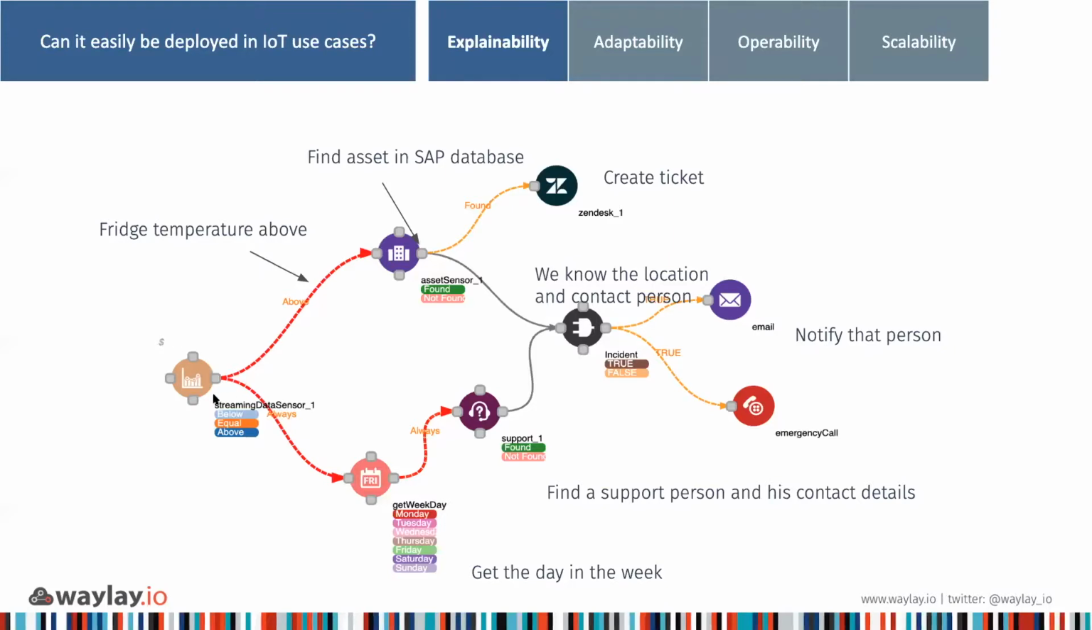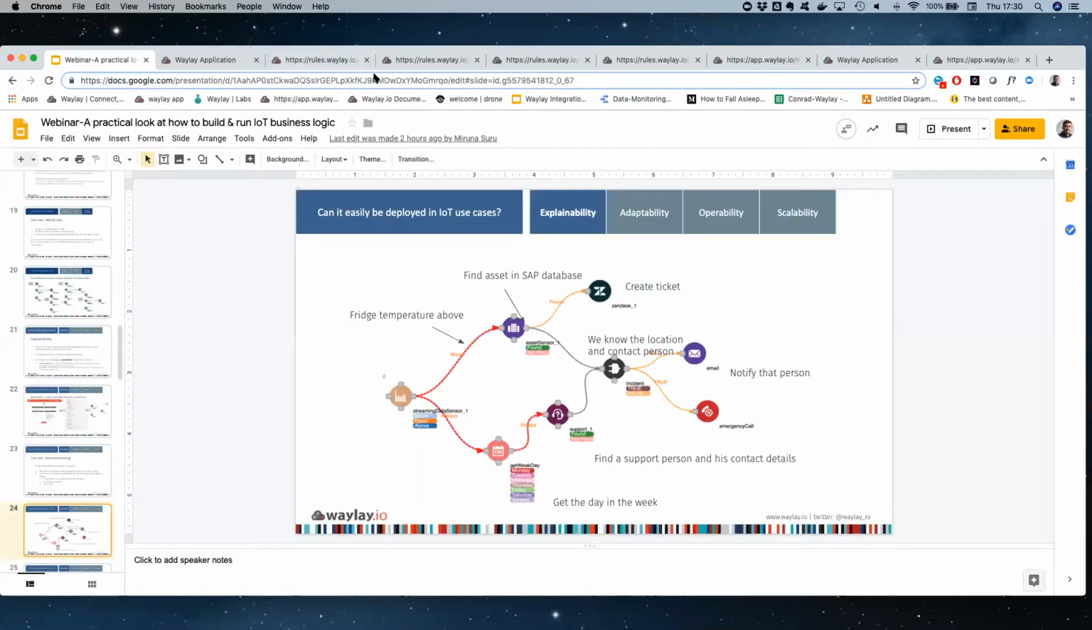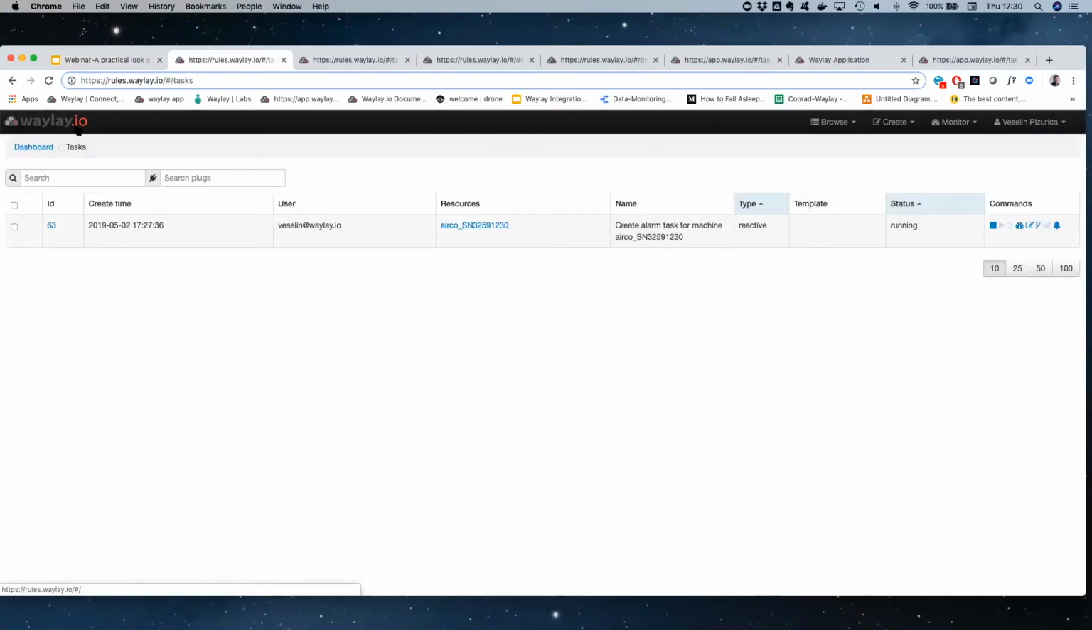So for instance, here we have a temperature which has to go above the threshold to find the asset, and then if you find that one, then we're going to create a ticket. Similarly, if the value is above the threshold, and we also find a support person, now we have both found the asset on a given location, we find the person who is managing that HVAC on that location, and that person is going to get an email and emergency call. Again, what we'd like to do now is just try to debug that in a very easy way.